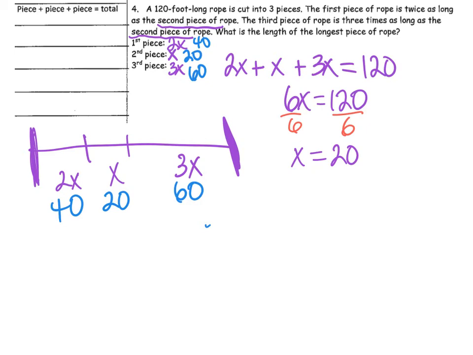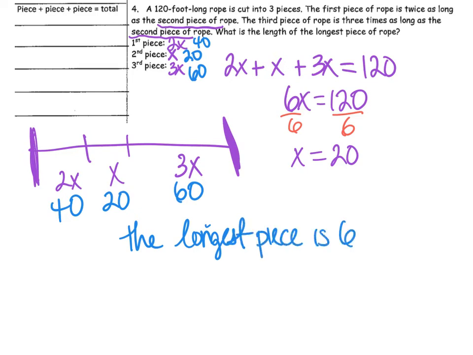What is the length of the longest piece of rope? 60. The longest piece is 60 what? 60 feet. Feet long.